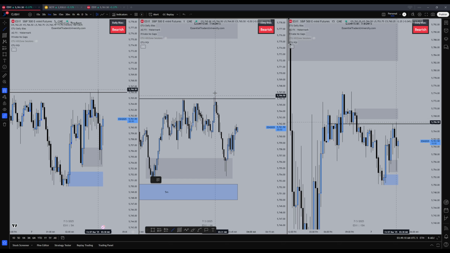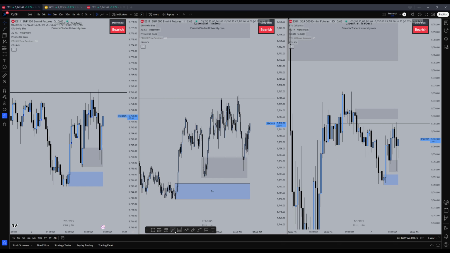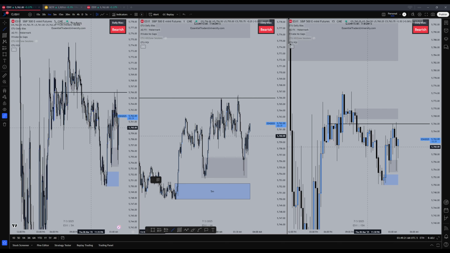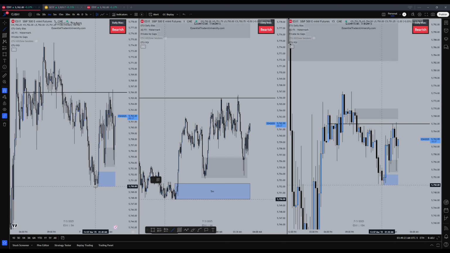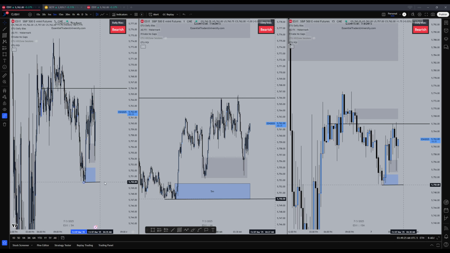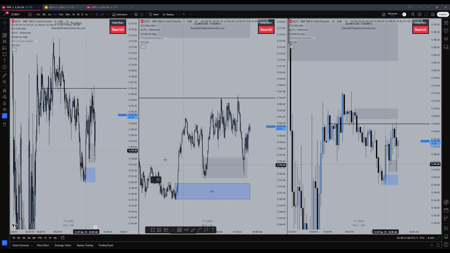Holding control on your keyboard while hovering or moving around will snap to every single candle price point, so high or low, right? So let's say I want to draw this low as my drawn liquidity, for example. Instead of having to manually get close to this low and draw it, all you do is click the tool that you want, you hold control, and it magnetizes to that low. And then once you click, you can let go.